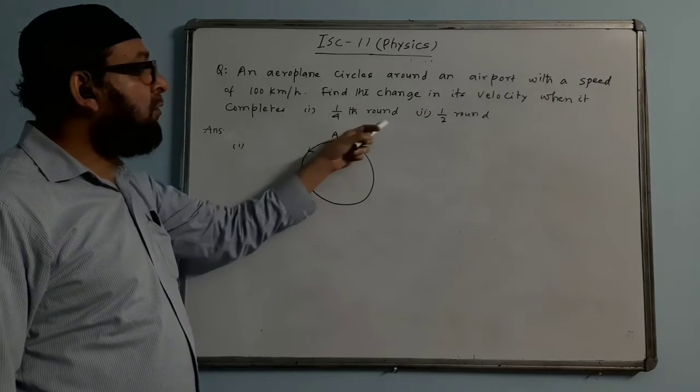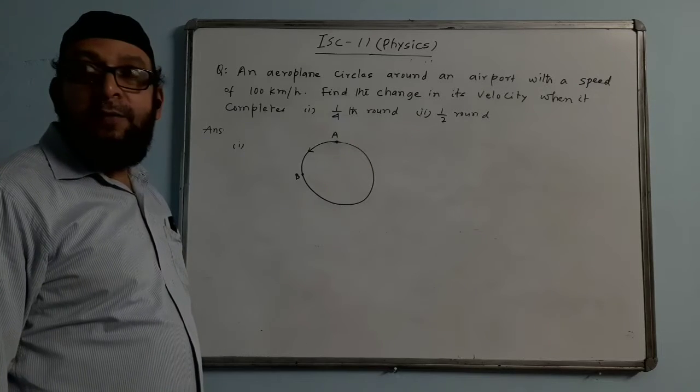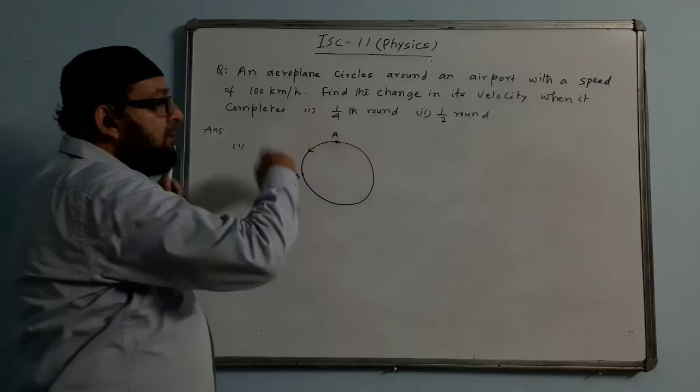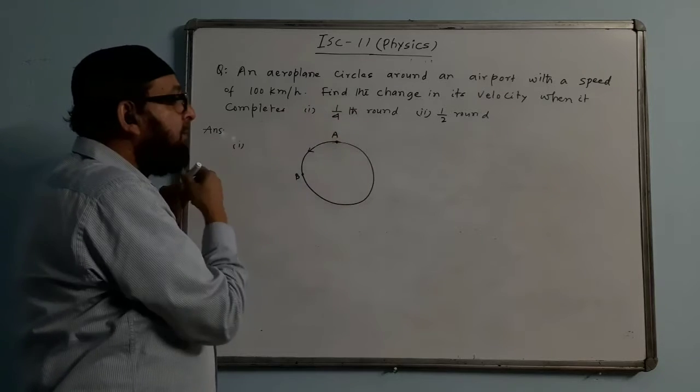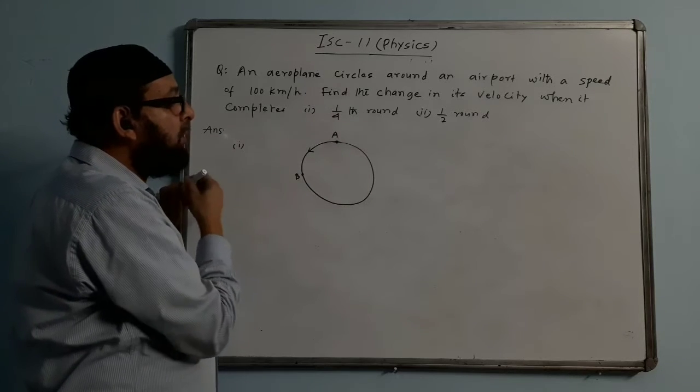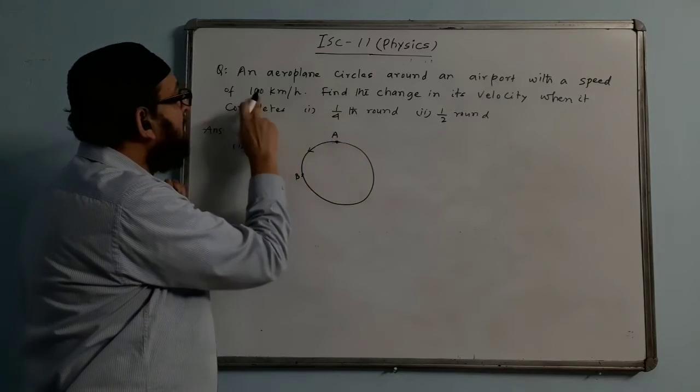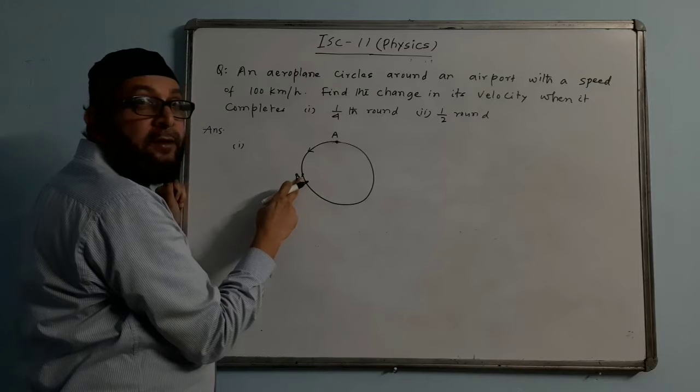Case 1 is 1/4 round and case 2 is half round. How to do that? We draw a circle this way. The aeroplane is circling. We are considering 2 points, point A and point B. Suppose at this point the value of speed is how much? 100. Here also it is 100.